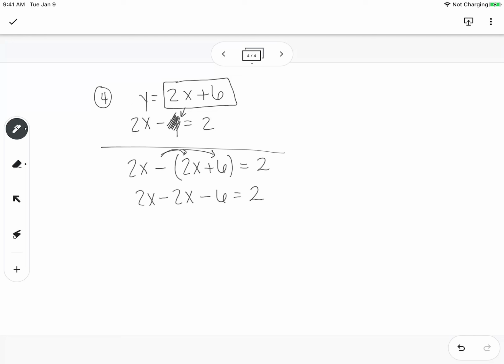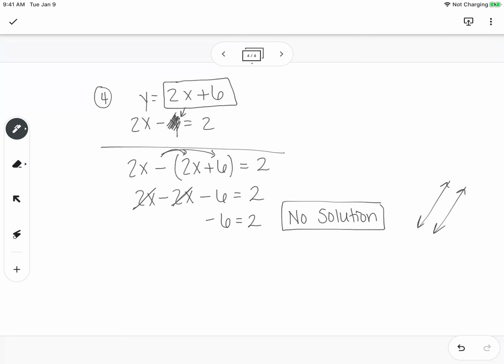Now when I go to combine my x terms, you'll notice 2x minus 2x cancels. So I'm left with negative 6 equals 2. And that's a false statement. Because it's a false statement, we say that my answer is no solution. Do you know what kind of lines those would have been if I have no solution? That's right, they would have been parallel.